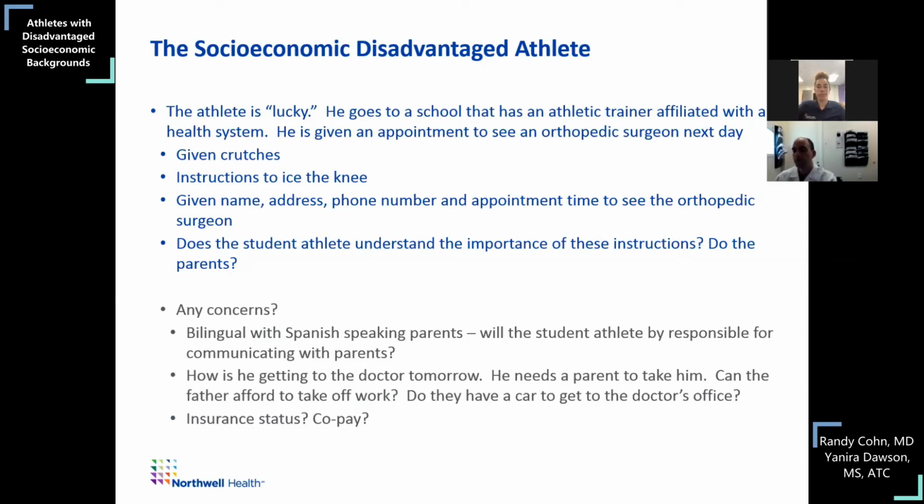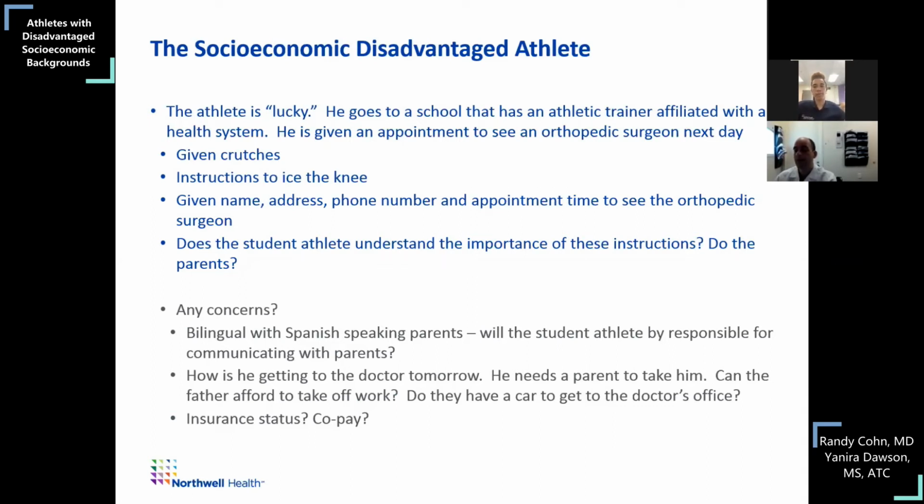And what concerns do we have? Do the parents understand? Is the student, who's only 16, going to be responsible for communicating this information to his Spanish-speaking parents? Delving deeper, how is this kid going to even get to the doctor tomorrow? The father works in construction. He's not salaried. He's on a wage scale. Can he take the day off? Do they have a car to even get him there? Are they relying on public transportation?